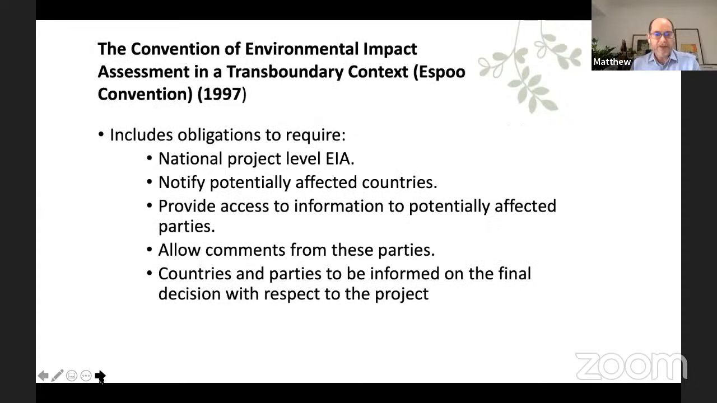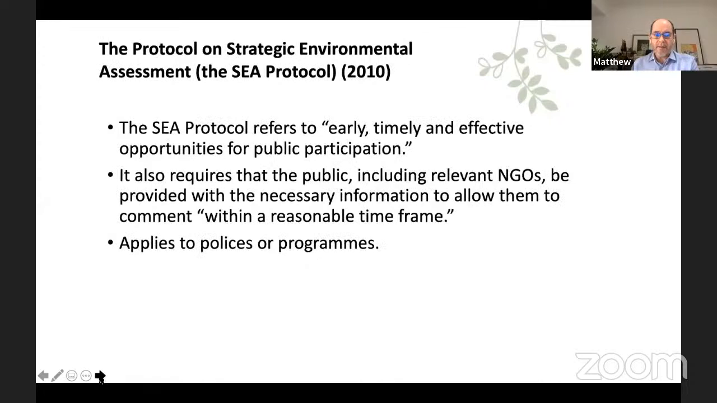I won't go into too much detail on the particular conventions, but each of them do have particular requirements, including notification, access to information, comments on the particular project or the EIA, and information on the final decision with respect to the project. The Strategic Environmental Assessment, the SEA protocol, talks about early, timely, and effective opportunities for public participation, and also about ensuring that people can respond within a reasonable timeframe. And again, it applies to policies or programs.